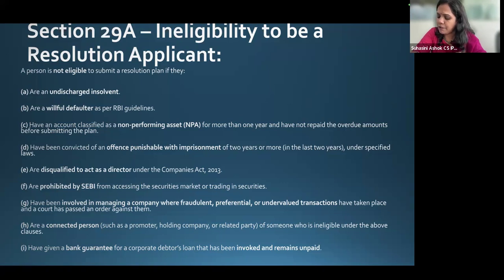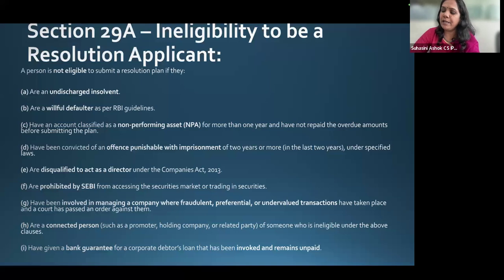And clause I: have given a bank guarantee for a corporate debtor's loan that has been invoked and remains unpaid. So there has been an invocation of a bank guarantee and that has not been paid. Suppose against a personal guarantor, a bank guarantee is invoked and that guarantor has not yet paid the amount. The amount is unpaid. That person is also ineligible to submit a resolution plan or participate in liquidation, auction or section 230.